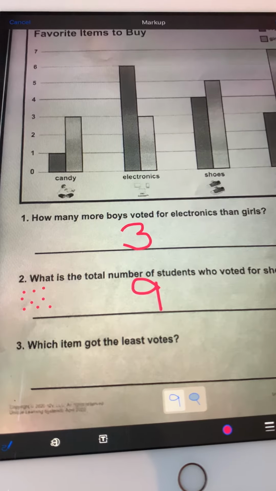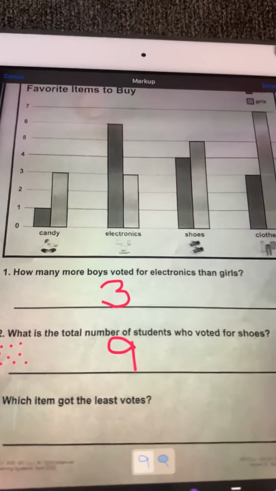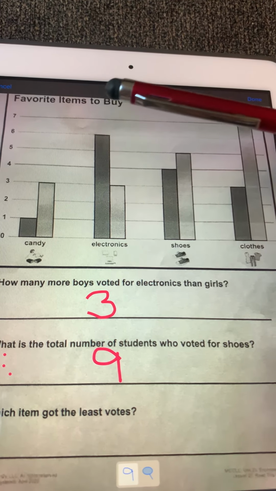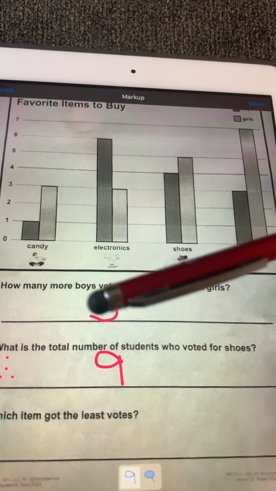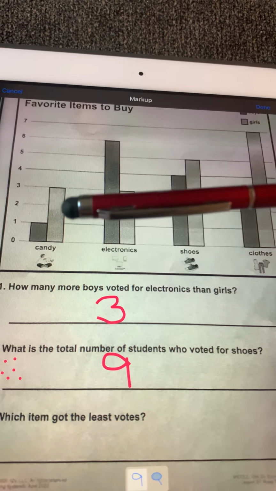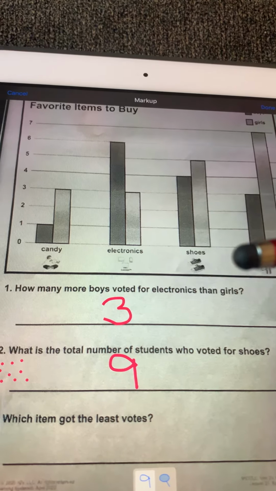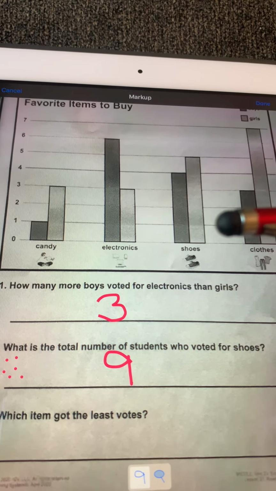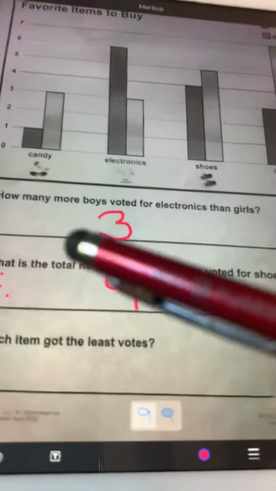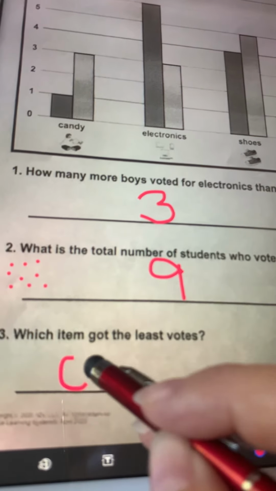And it says, which item got the least amount of votes? So that means which bar has the smallest? It looks like maybe candy's going to win. They have 3 and 1, which is 4. And everything else is going to add up to more than 4. So our smallest bar graph is candy.